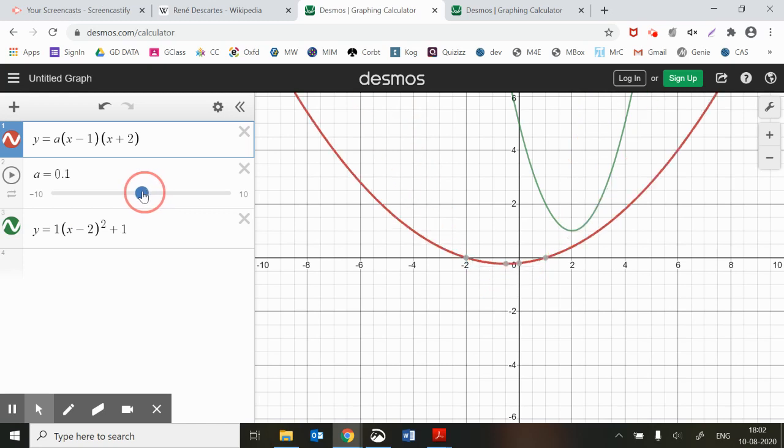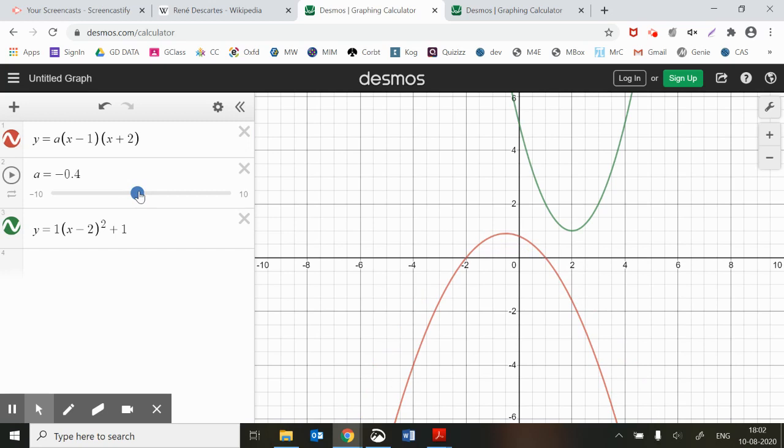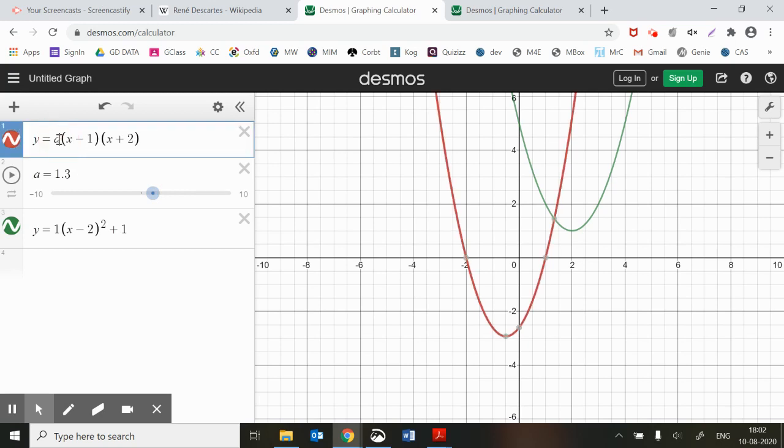And of course when we go to negatives over here, when it gets to 0, we just get a flat line, not an interesting quadratic. And then when we go to negatives, it turns upside down. So this is called concave downwards, and this is called concave upwards. Okay, so this A in front is just creating a stretch of our function.